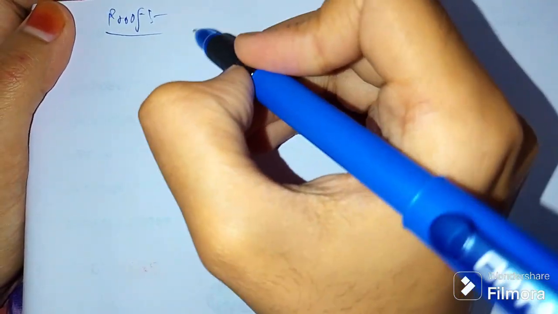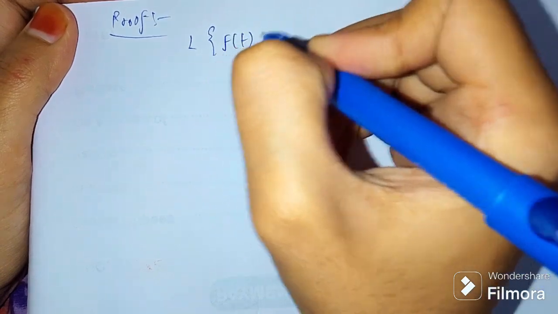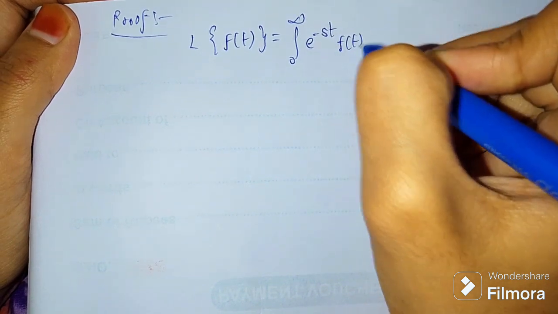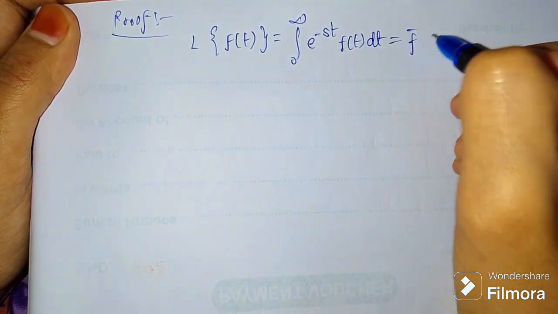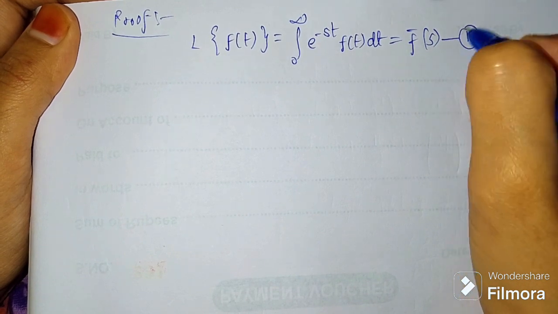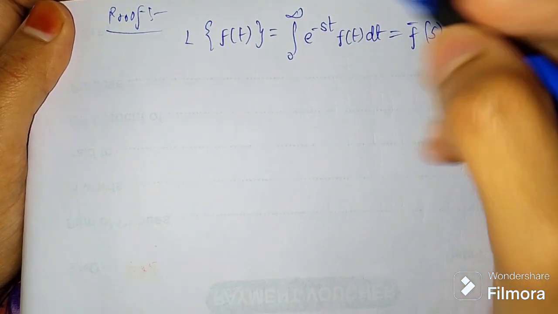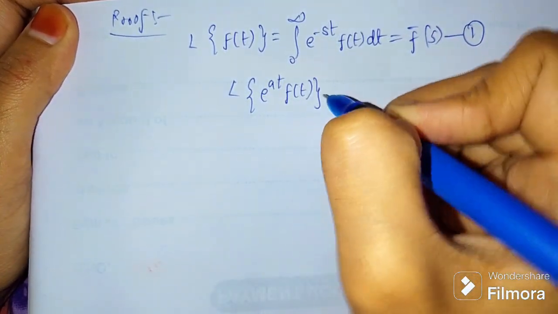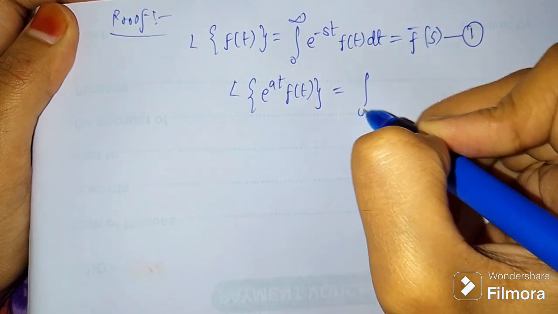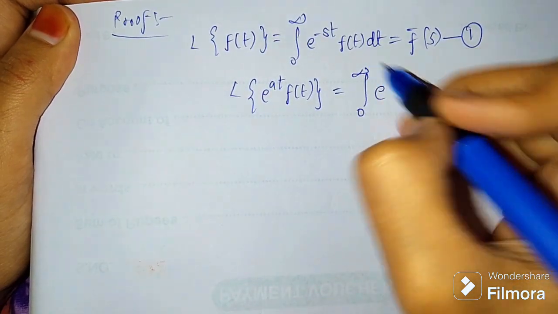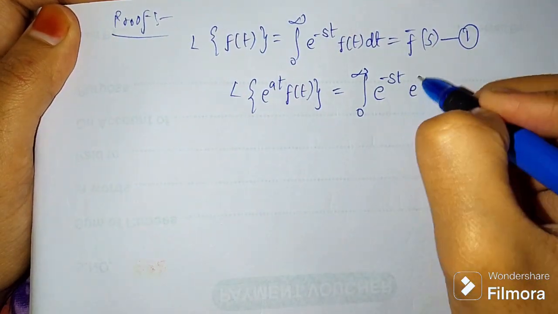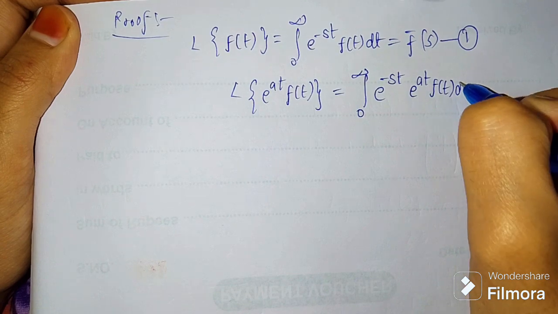Nothing very simple. By definition, what you know, Laplace of f of t is the integral from 0 to infinity of e power minus st f of t dt. I also told you this can be written as f bar of s. This is point 1. Next, Laplace of e power at f of t is the integral from 0 to infinity of e power minus st. Now what is my function? My function is this whole term, so I have to write this also.